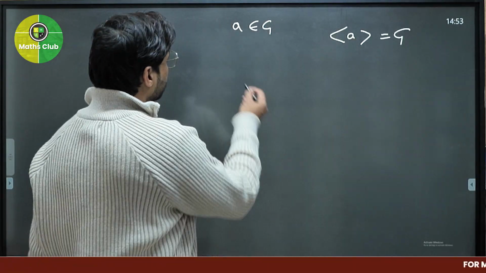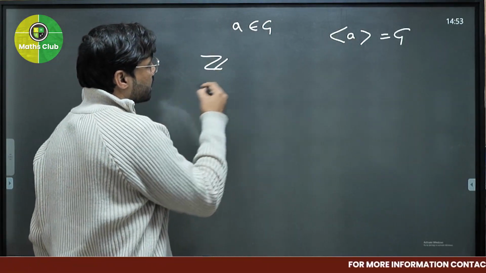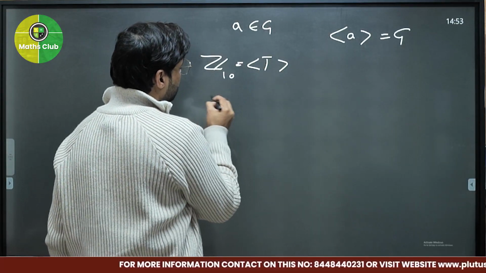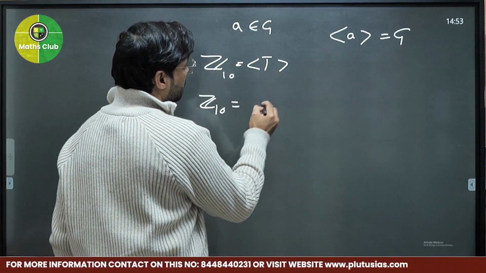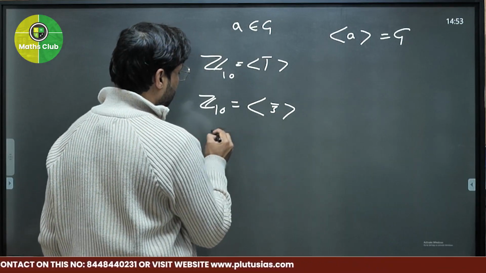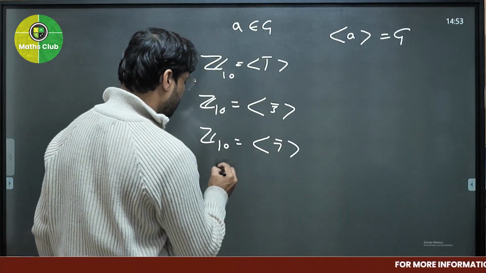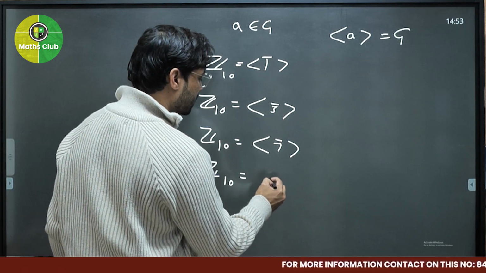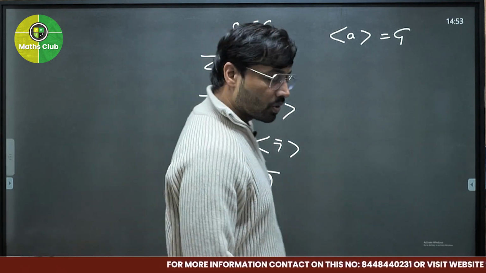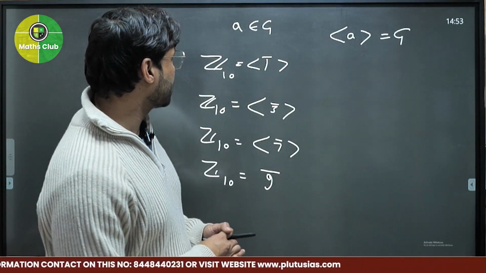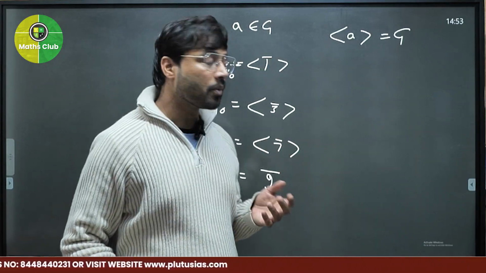So here Z10 is a group and there are 4 generators. That means Z10 equals generated by 1 bar. Also Z10 can be written as generated by 3 bar, Z10 also can be written as generated by 7 bar, and Z10 can be written as generated by 9 bar. So in a finite cyclic group Zm, the number of generators is phi m.